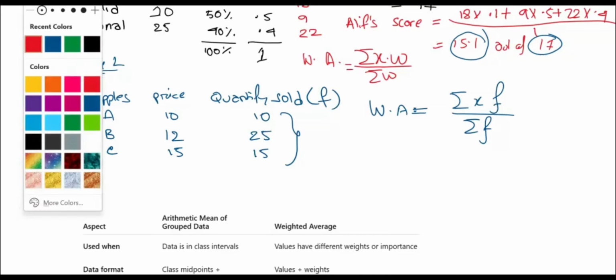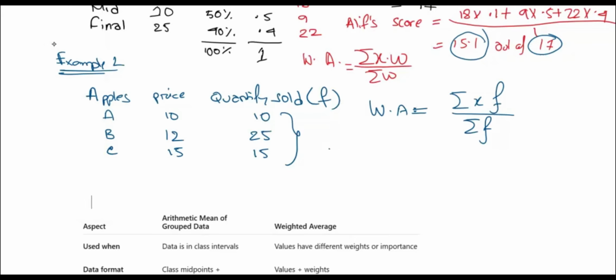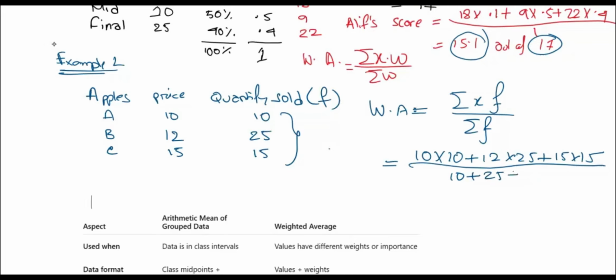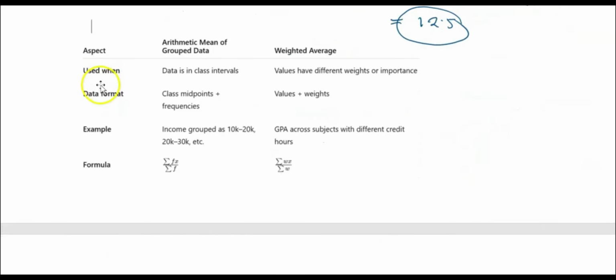Okay, all right. So এখানে তাহলে কি হবে, এখানে অ্যাপল টাইপ A 10 টাকা করে পার পিস, আমি 10টা বিক্রি করেছি। অ্যাপল টাইপ B 12 টাকা পার পিস, আমি 25টা বিক্রি করেছি and apple type C 15 টাকা করে আমি 15টা বিক্রি করেছি divided by the sum of frequency which is 10 plus 25 plus 15. If we calculate this we get 12.5. So on average আমরা একটা apple 12.5 টাকা করে বিক্রি করেছি। এটা গেল weighted average.